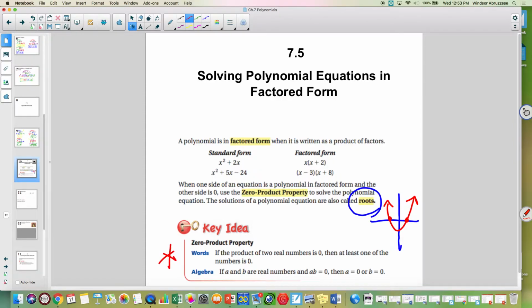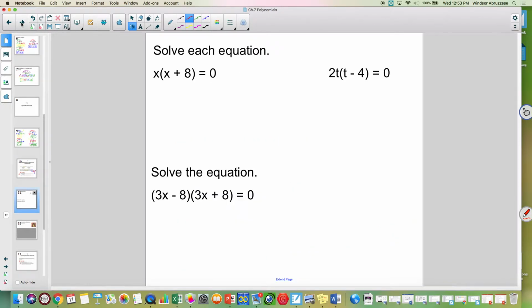The zero product property says if the product of two real numbers is 0, then at least one of them has to be 0. So in algebra we say if a and b are real numbers and a times b equals 0, then either a is 0 or b is 0. So let's take a look at an example.